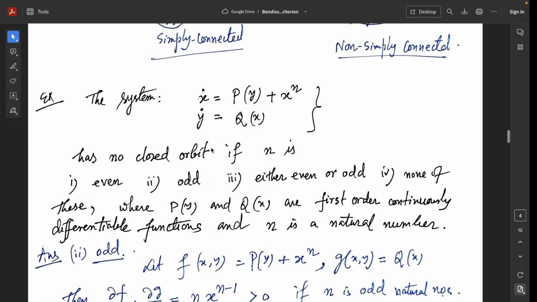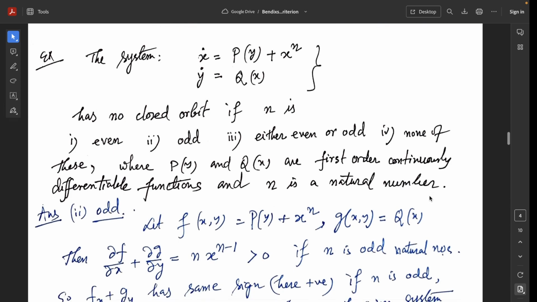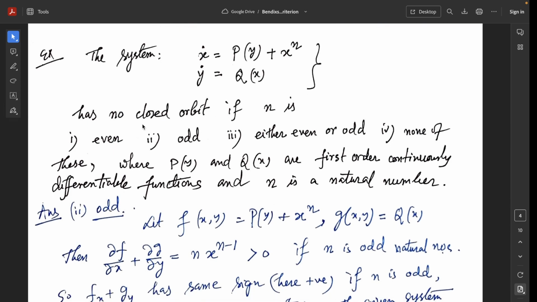Next example, the system dx dt equal to p(y) plus x to the power n, dy dt equal to q(x) has no closed orbit if n is even, odd, either even or odd, or none of these. Here p(y) and q(x) are first order continuously differentiable functions and n is a natural number. The actual answer is the second option, odd. When n is odd, it has no closed orbit.